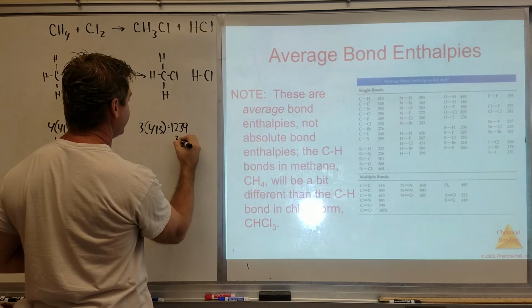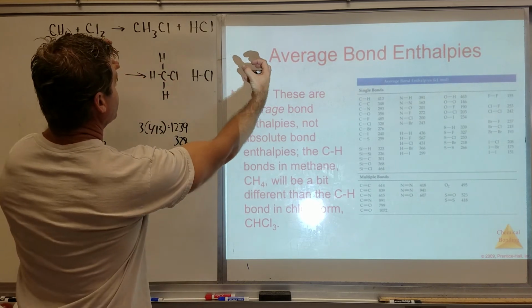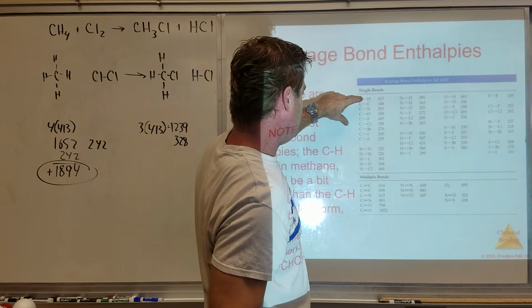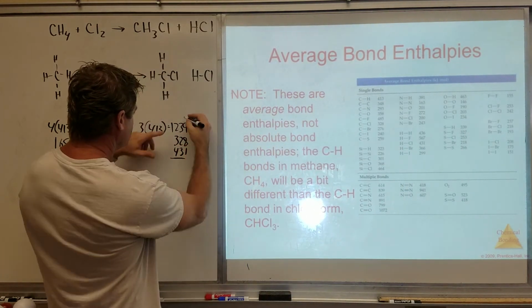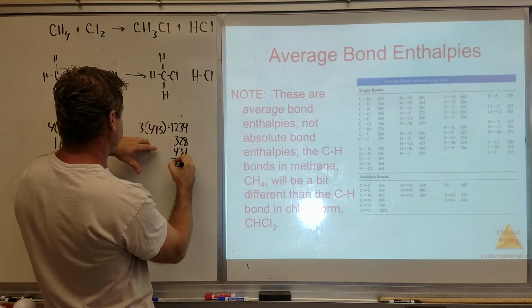And notice I'm adding these together, right? And then, what else am I forming? I'm forming a hydrogen-chlorine bond here. Hydrogen-chlorine is right here, 431. So I add those up, and I get 1998.